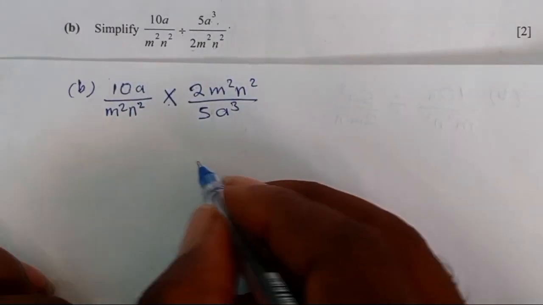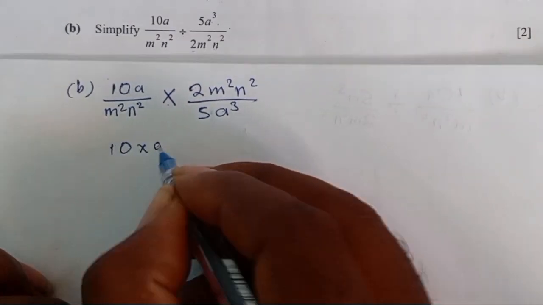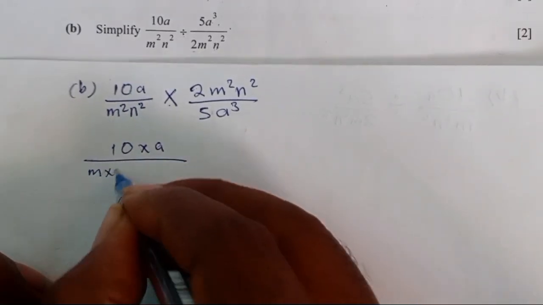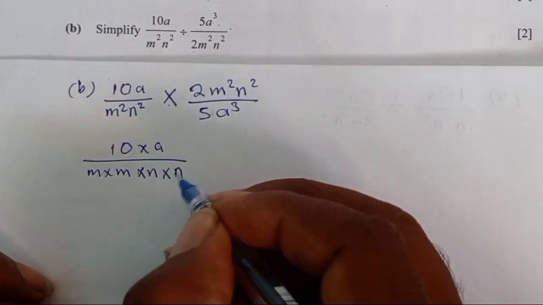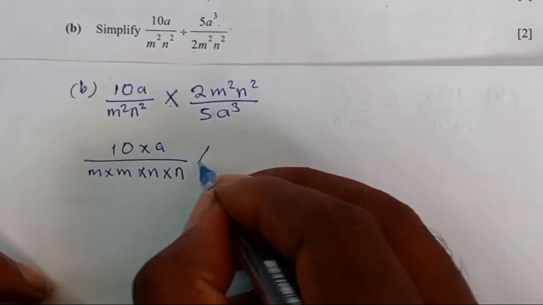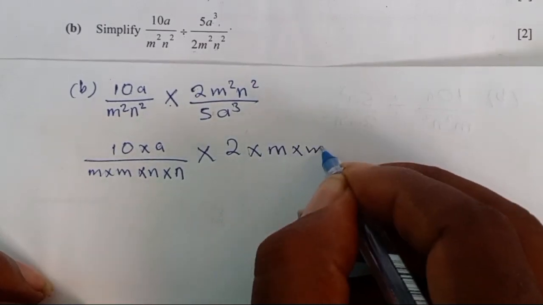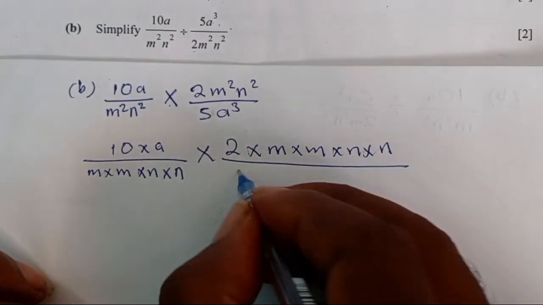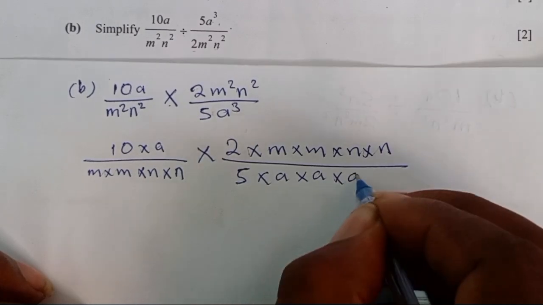From there, I'll simplify by saying 10a is 10 times a, over m squared, which is m times m, times n squared, which is n times n, times 2 times m times m times n times n, over 5 times a times a times a.